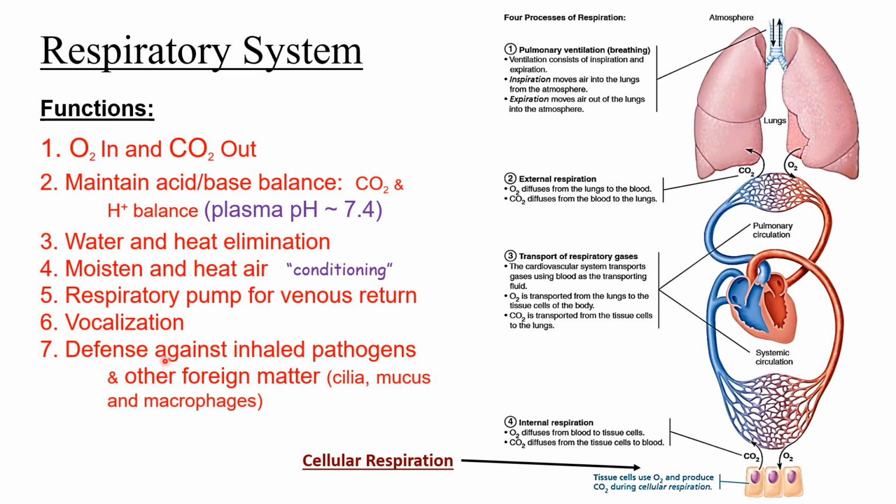We have to have defenses here. Again, very, very thin membranes, and exposing them to the external environment means potential for irritants and pathogens. And so we have multiple mechanisms, for instance, cilia and mucous membranes and specialized white blood cells in order to prevent potential pathogen invasion.